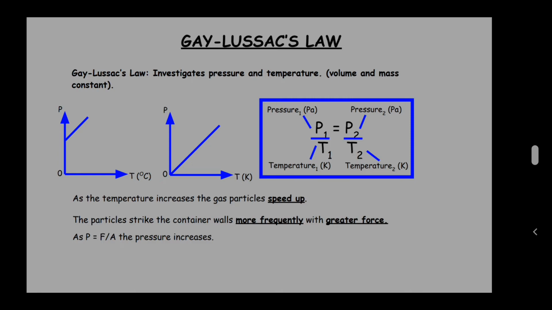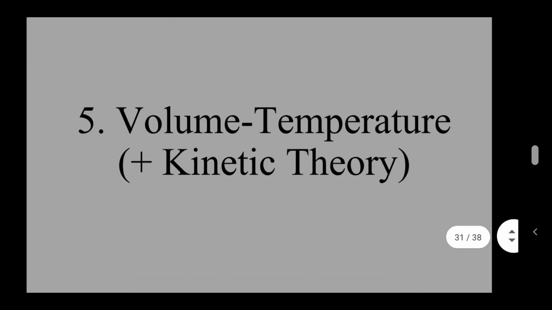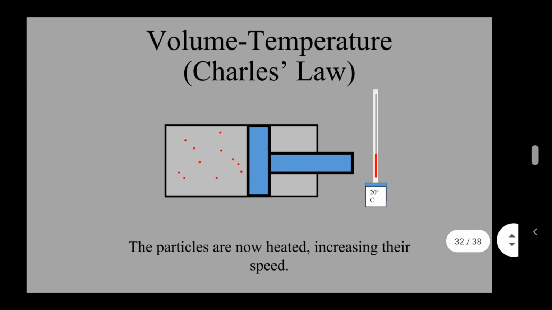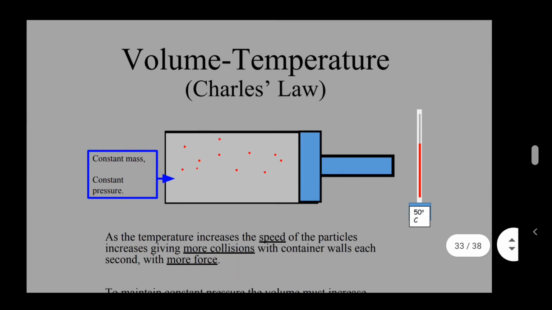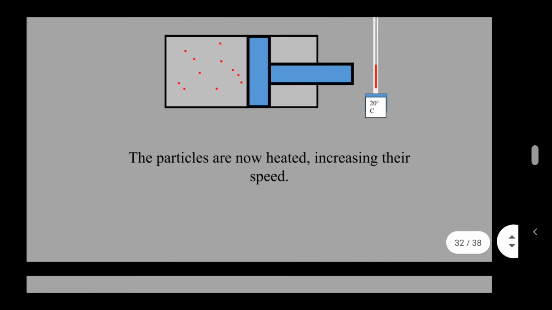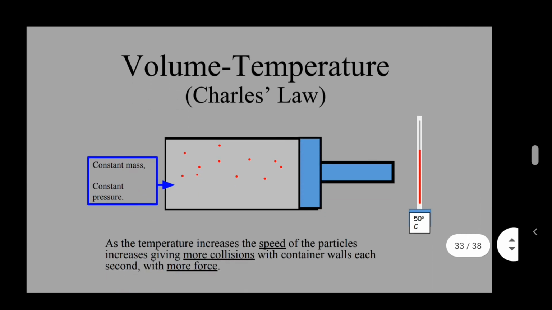The last and final one is volume and temperature. Okay? So the volume temperature law, remember now, is keeping pressure the same. So pressure is going to be constant. So if you were to increase temperature, going from 20 degrees up to 50 degrees, the syringe, as you see here, has moved from being close to now being further out.